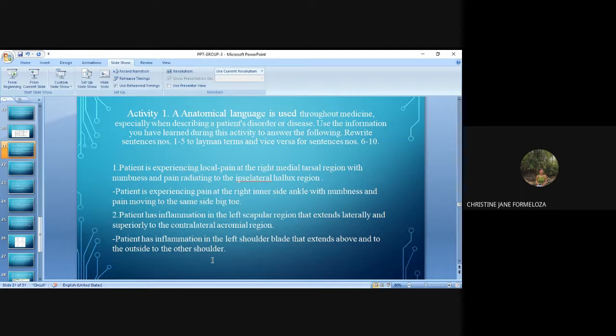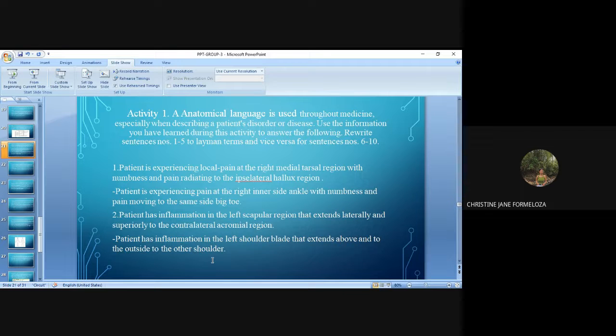Number 1. Patient is experiencing local pain in the right medial tarsal region with numbness and pain radiating to the ipsilateral hallux region. When we say right medial tarsal means right inner side ankle, while ipsilateral hallux region means pain moving to the same big toe. So our answer, patient is experiencing pain at the right inner side ankle with numbness and pain moving to the same side big toe.